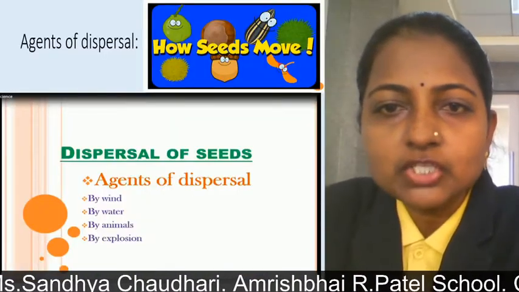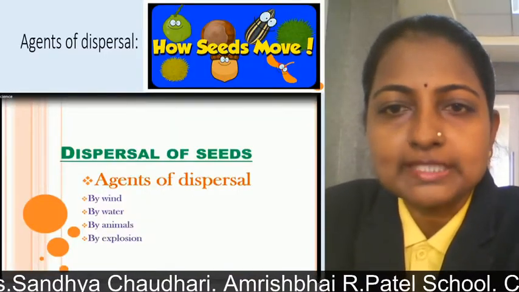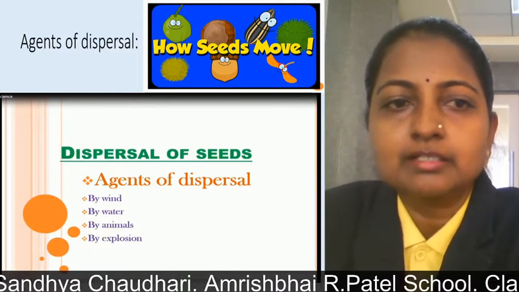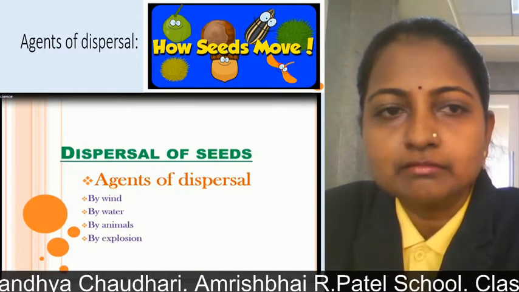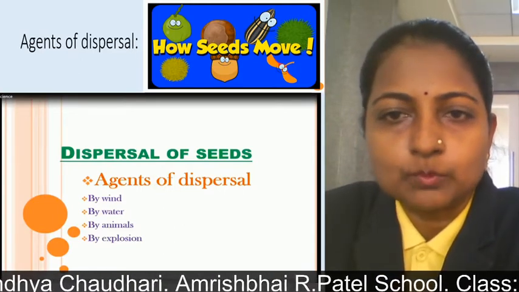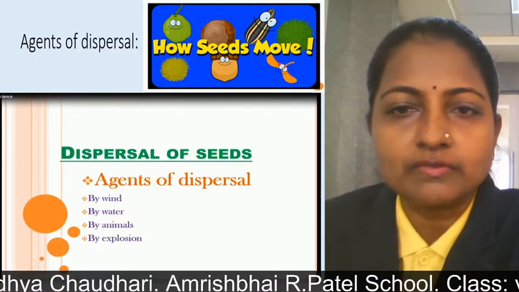Now we will see which are the agents that are responsible for seed dispersal. So these agents of dispersal are: seeds can be dispersed by wind, by water, by animals or by explosion. These are the agents of seed dispersal.